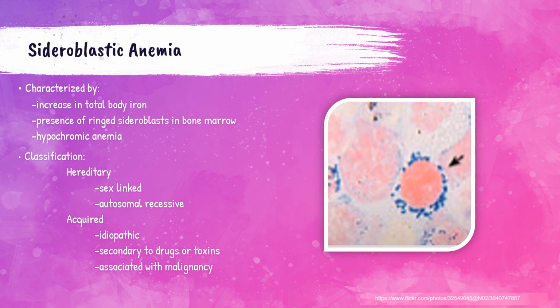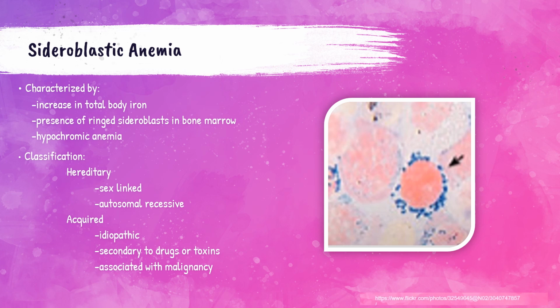Sideroblastic anemia is an anemia that is caused by a block in the protoporphyrin pathway of hemoglobin synthesis. Protoporphyrin works with iron to form heme, and heme reacts with globin to form hemoglobin. In sideroblastic anemia, there isn't protoporphyrin. This results in a large iron overload. Patients are going to have an increase of total body iron.